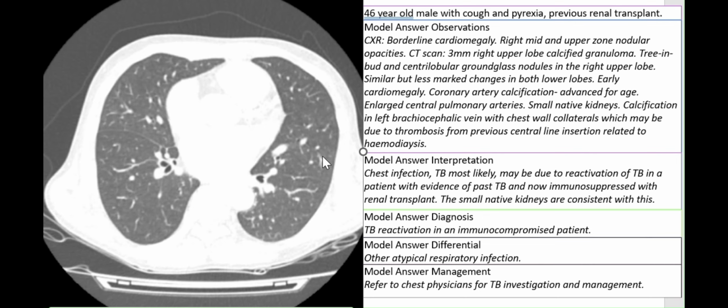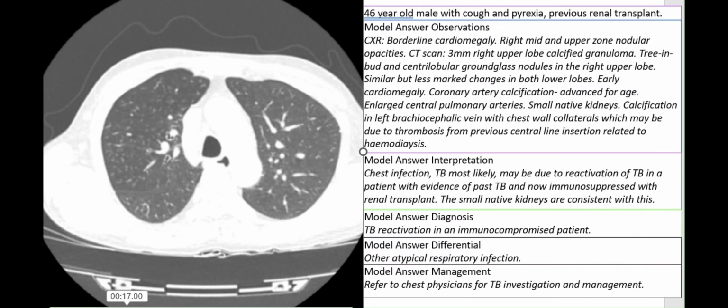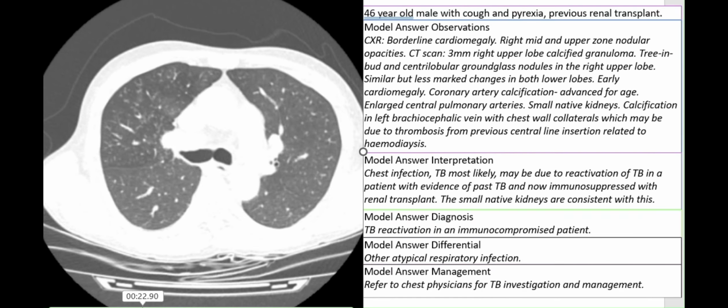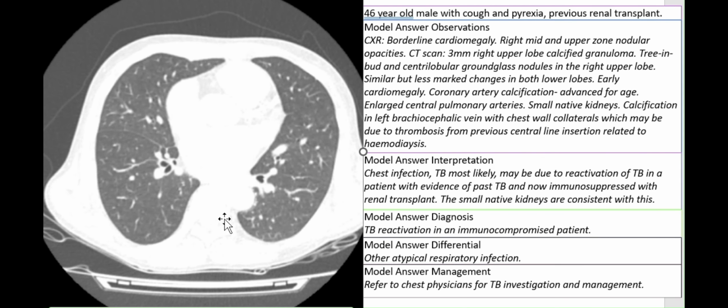These opacities are seen mainly in the right upper lobe. However, less marked changes are also seen in the lower lobes, both lower lobes and the left upper lobe.